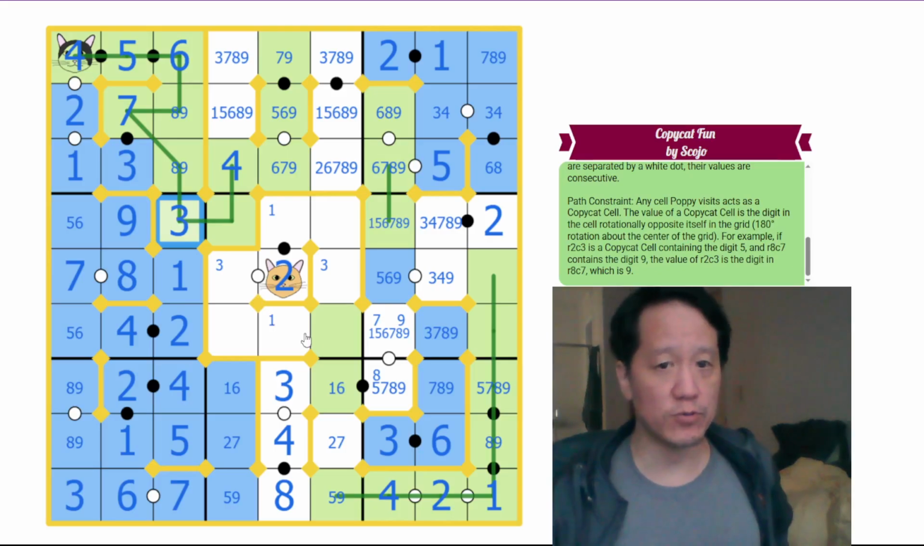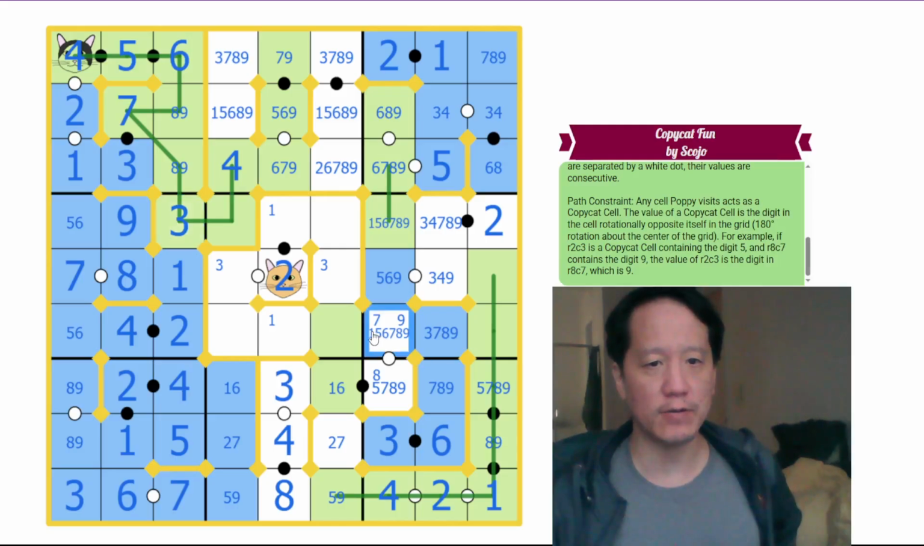This is a value of 3. So if this were copycat, sorry, this is digit 3. If this is copycat, that would have a value of 3, which is not possible. So this cannot be copycat. This could just be an 8. So it doesn't have to go copycat there.